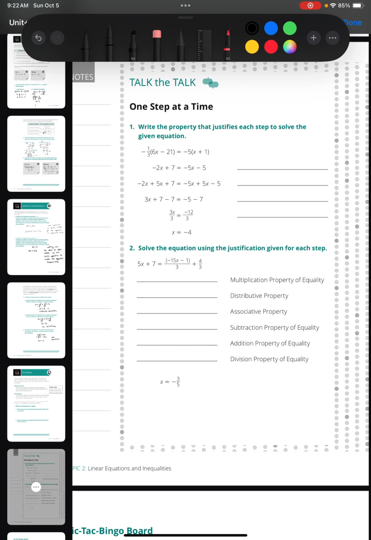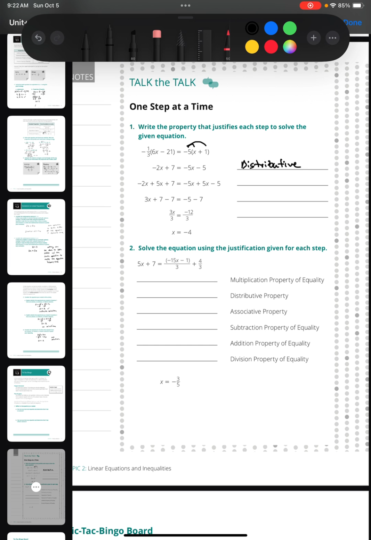Well, in that first step, we see the negative 1/3 outside the parentheses of 6x minus 21. They use the distributive property to distribute that in. And the same thing on the right side, they distributed that negative 5. So we use the distributive property. I'm just going to write distributive.